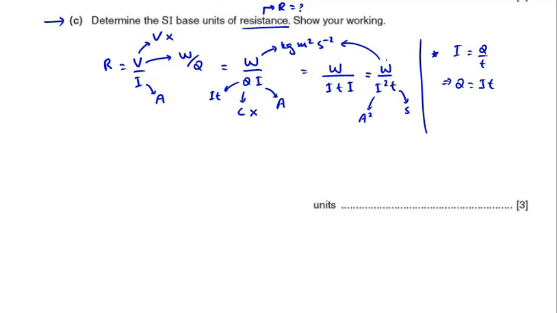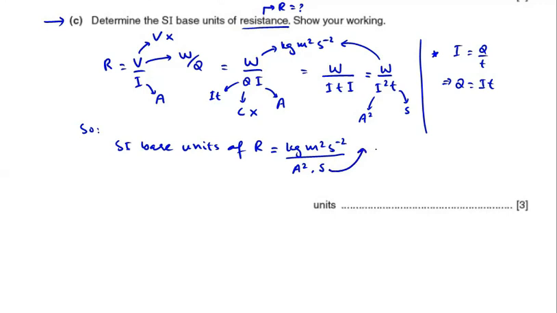Students, now we can use this expression to write SI base units for resistance. So SI base units of resistance are equal to SI base units of energy, which are kilogram meter squared per second squared, over SI base unit of current squared, which is ampere squared, times SI base unit of time, which is second. Students, this second in the denominator when shifted to the numerator becomes second inverse, and the whole expression simplifies to kilogram meter squared per second cubed per ampere squared. So these are the SI base units of resistance.